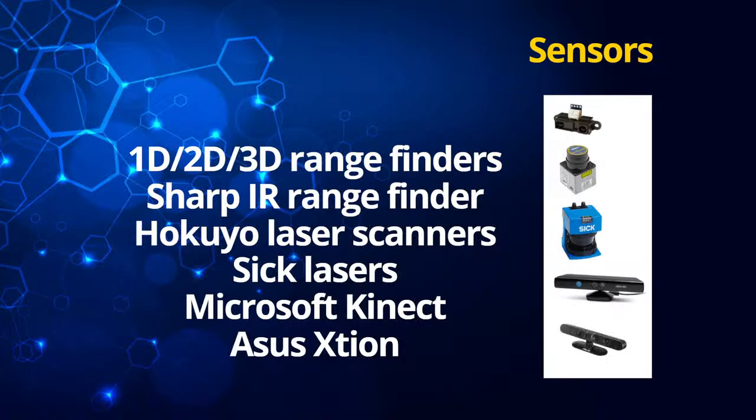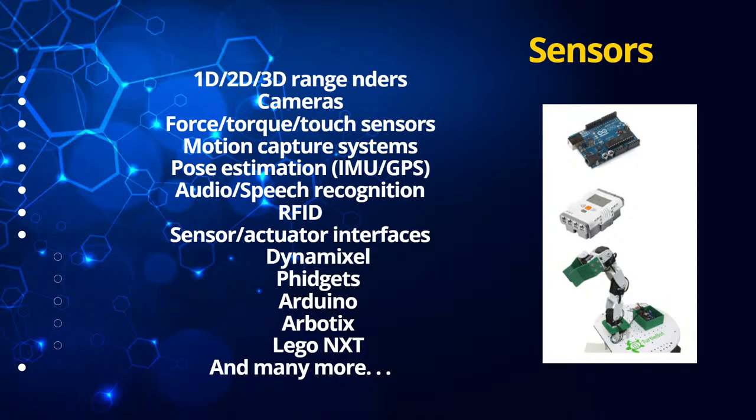Then, when it comes to sensors, there are 1D and 2D range finders, Sharp IR range finders, laser scanners, SICK lasers, Microsoft Kinect sensors, ASUS Xtion. All these are different types of sensors.